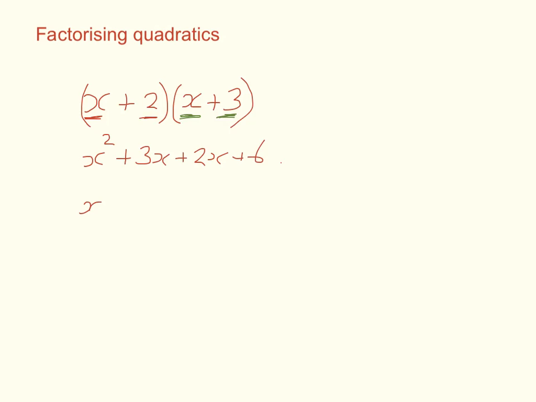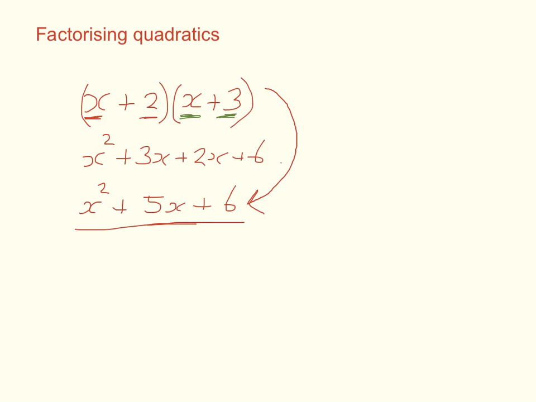And then I can simplify the bits in the middle. If you did this, I've got 5x plus 6. There we go, and there's my answer. So this is what we've done previously. And so what we're doing is getting from 2 brackets to this thing here.